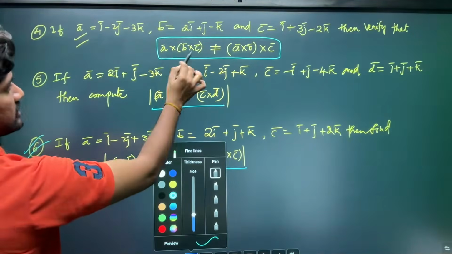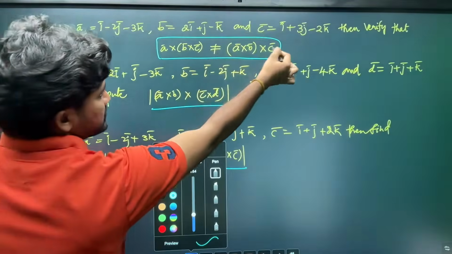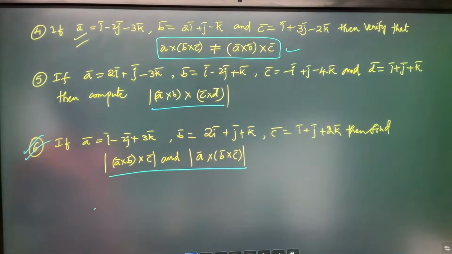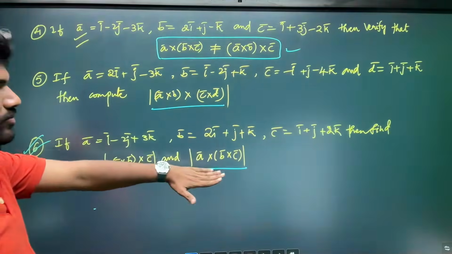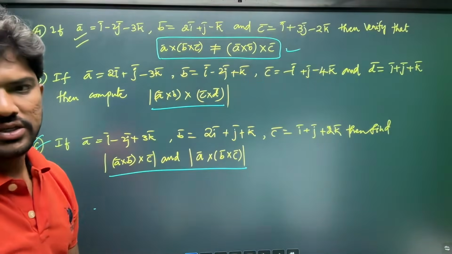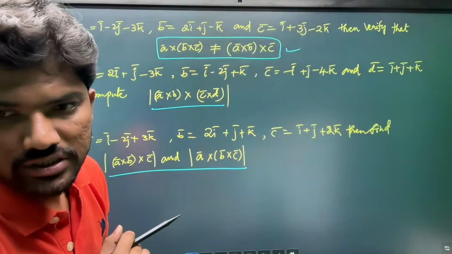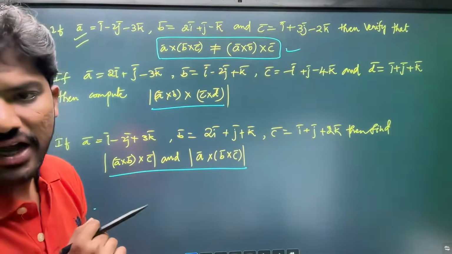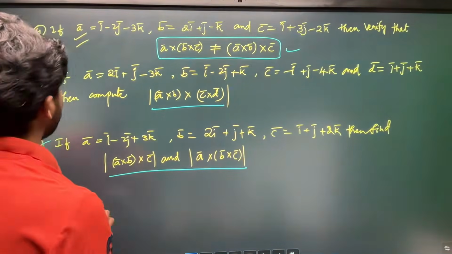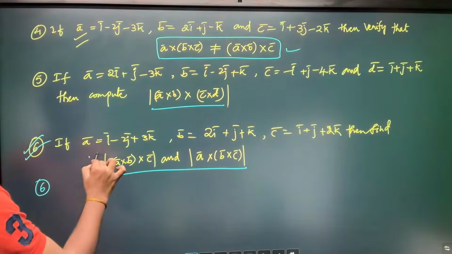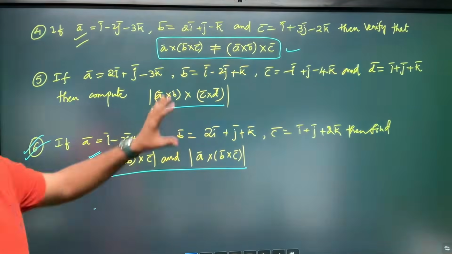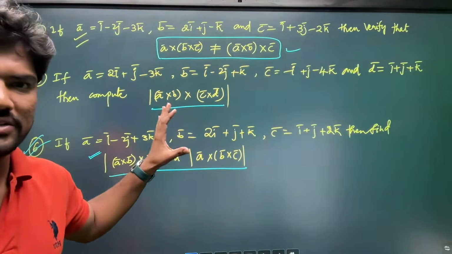First of all, a bar cross b bar cross c bar is equal to, we have to prove a bar cross b bar cross c bar. Yesterday I started explaining this problem, but because of a net issue... Okay, so now I am going to explain this sixth problem. Look at the sixth problem, because this is the lengthy problem. When you compare with all the problems, the sixth problem is the lengthy one.